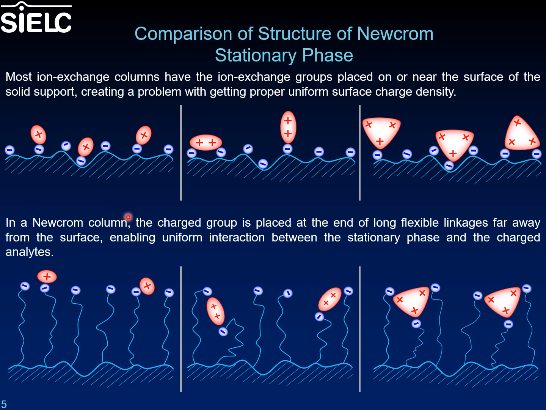In a Newcrom column, the charged group is placed at the end of a long, flexible linkage that's far away from the surface. This, in effect, enables uniform interaction between the stationary phase and the charged analytes. So this may not cause much change in the interaction with singly charged analytes, but with doubly and triply charged analytes, the flexible ligands are actually able to bend in shape and reach around the different charged analytes and uniformly coordinate with them at their different charged sites.